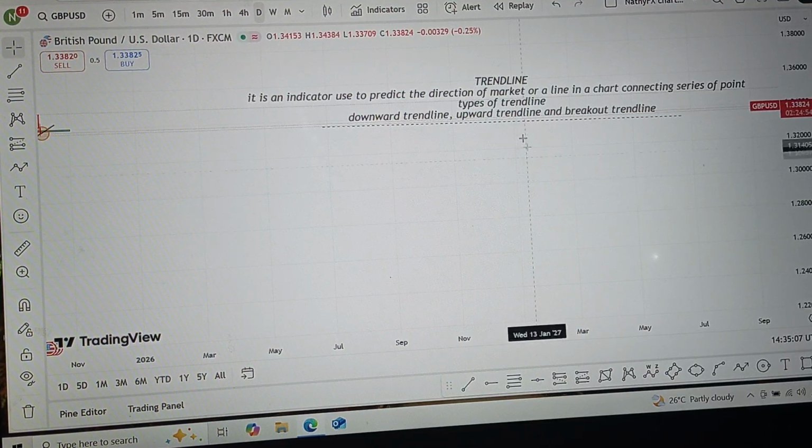On this what I call trend line. So what is a trend line? It is an indicator used to predict the direction of the market, or a line in a chart connecting a series of points.